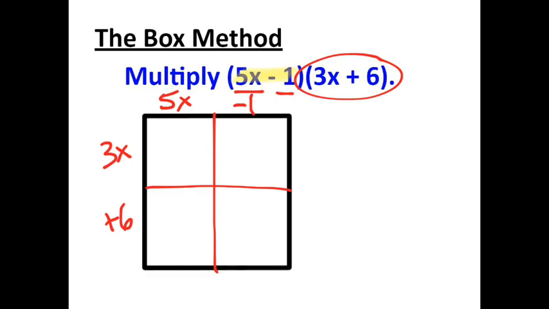From there, I'm just going to be cross multiplying. So 5x times a 3x. 5 times 3 is 15, and then that x times that x would be an x squared. So hopefully that's somewhat review.